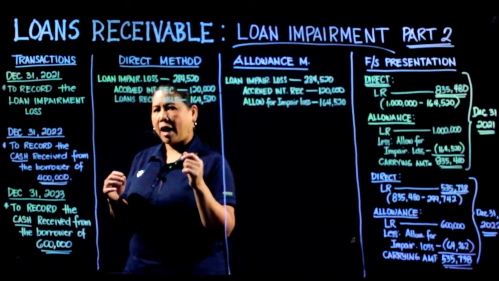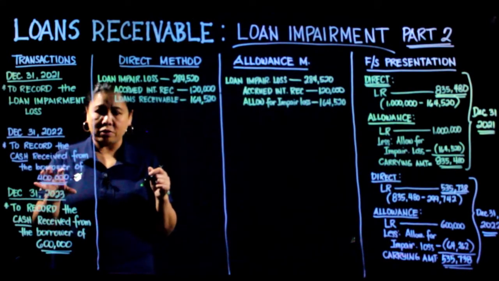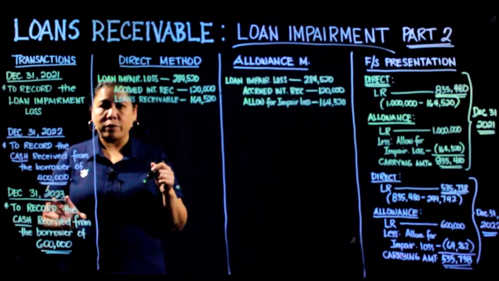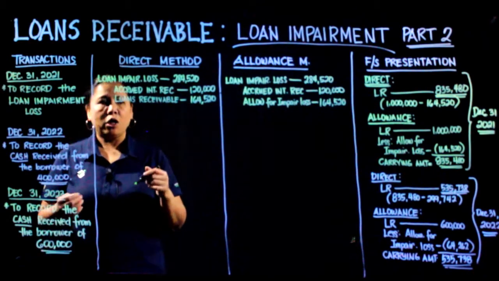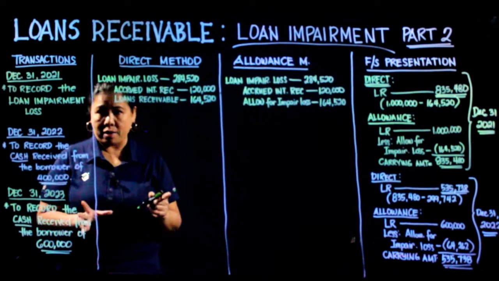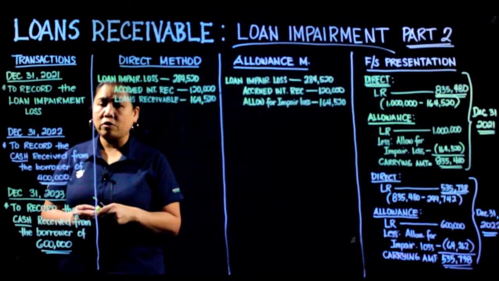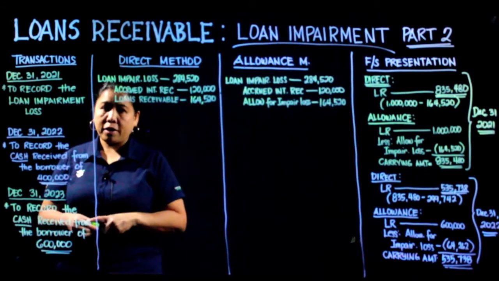Remember, the projected cash flow on December 31st, 2022 ay 400,000. At December 31st of 2023 ay 600,000. So, makakasingil pa rin si bangko ng 1 million na principal. Now, how do we record this 400,000 na na-receive ni bangko kay borrower?